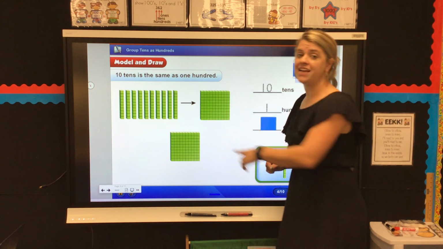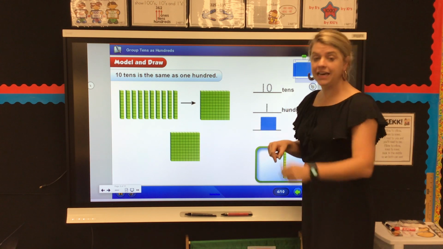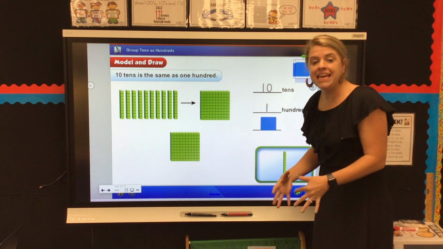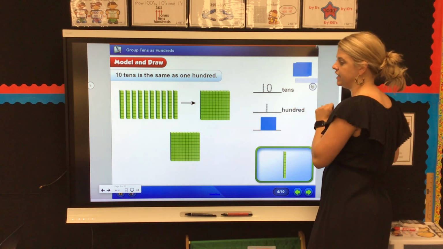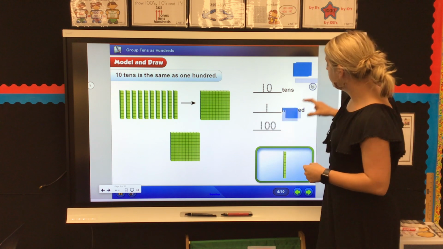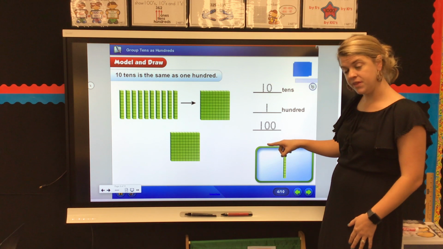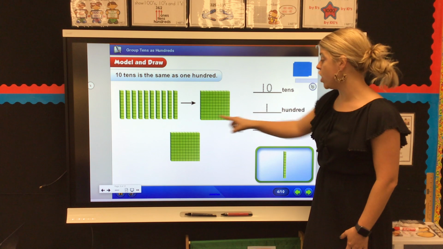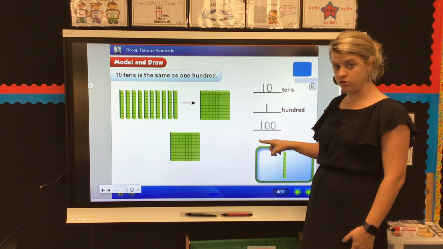These are 10 rods, so we have to have more. This is a hundreds flat, so we only have one of those. And then we can write that down as what does this equal? What is the value? So what is the value of 10 tens? Or what is the value of 100 flat? We know the value of those things are 100. Okay? So 10 rods is the same thing as 100, and we write that as 100.